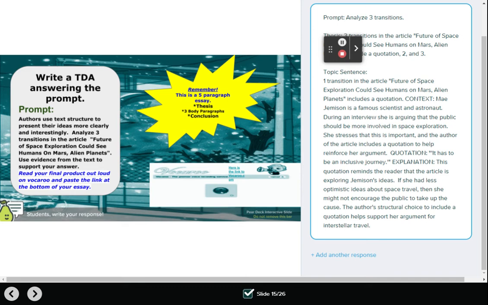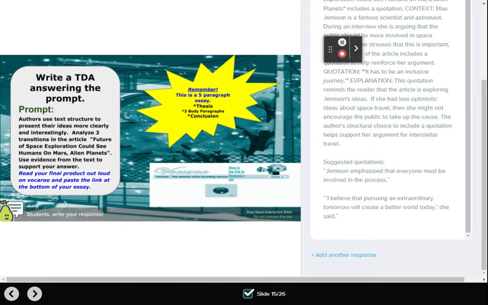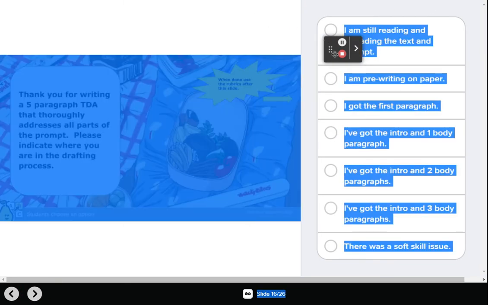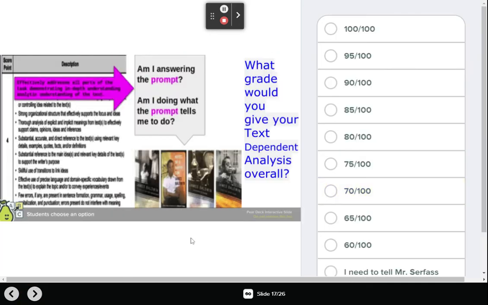Now, for those other two quotations, let me give you a quick clue. Right there underneath are some suggested quotations. You can certainly pause your screen and focus on those, or you can go back and find yourself. The article is short enough for you to do that. Then afterwards, you can go ahead and let me know where you're at in the process at the end of class today. Are you still reading the prompt? Maybe you're done. Maybe there's a soft skill issue and you've really got to get started tonight. All right, you grade yourself.